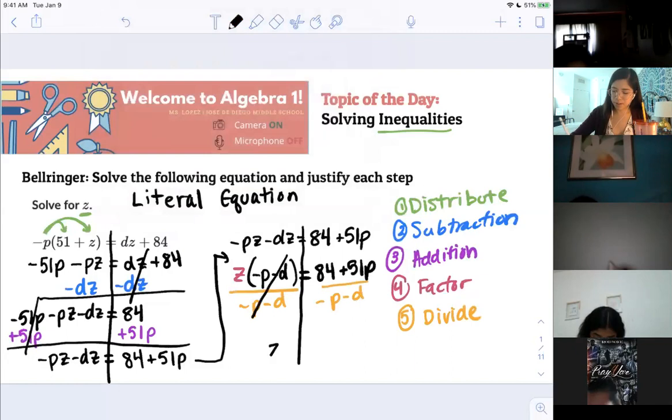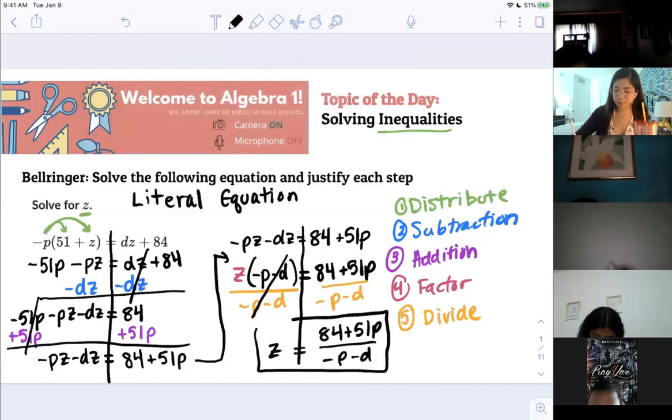So I'm left with z equals 84 plus 51p over negative p minus d, which is definitely a lot, and that's why these problems are not easy at all. You really have to be very, very careful and organized when you do these steps so that your final answer is correct.